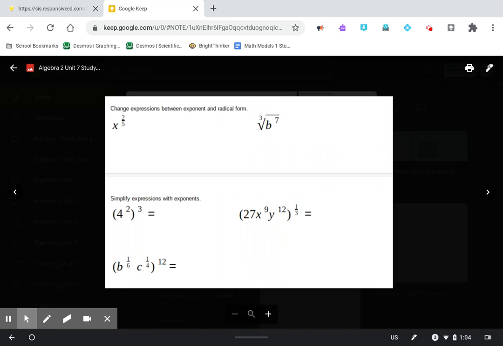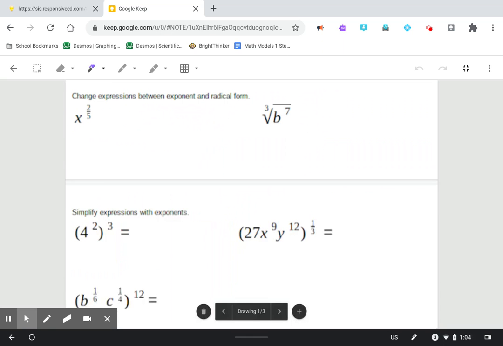All right. Let's look at our exponent and radical function stuff.